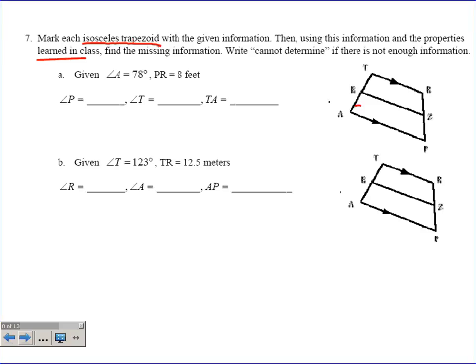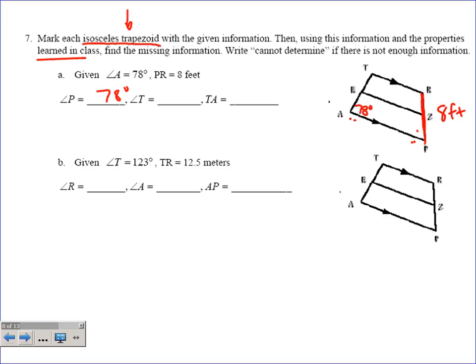So when it gives us information, we better figure this out. This is 78 degrees. We better write that down. PR, that's this whole side here, is going to be 8 feet. What's the measure of angle P? What is it over here? It has to be 78 degrees because it's an isosceles trapezoid. Remember, the base angles of an isosceles trapezoid are always going to be congruent, only if it's an isosceles trapezoid.